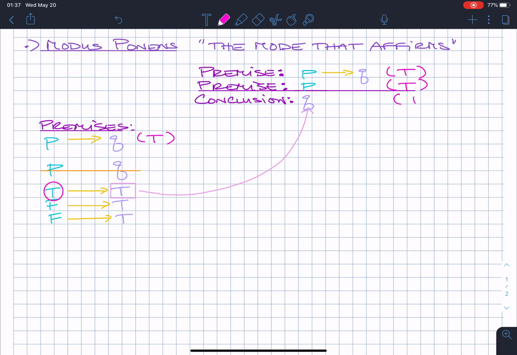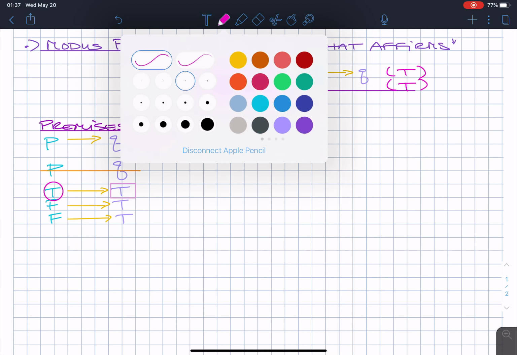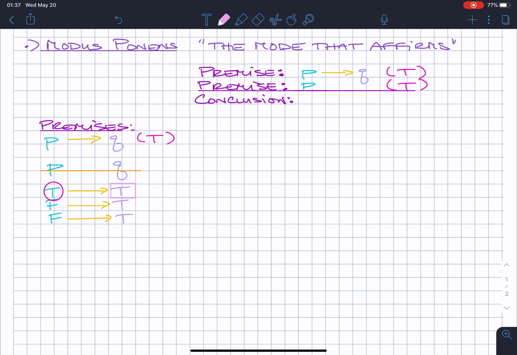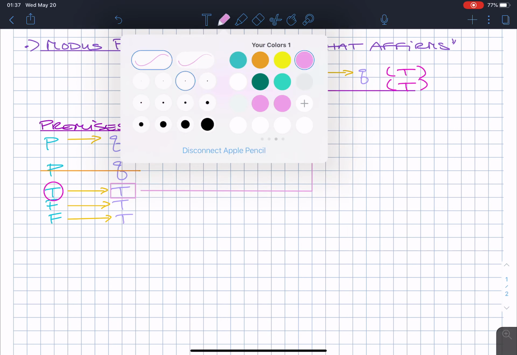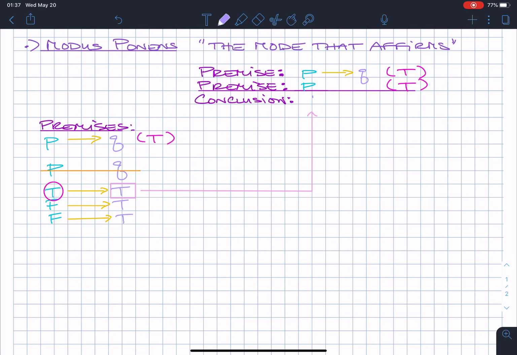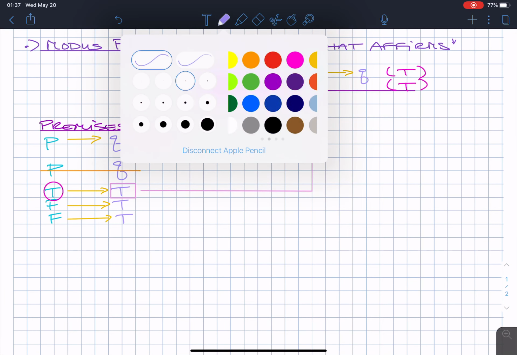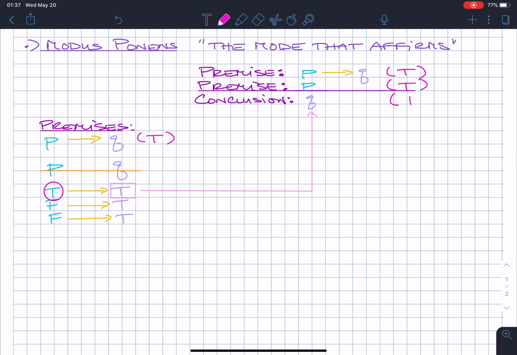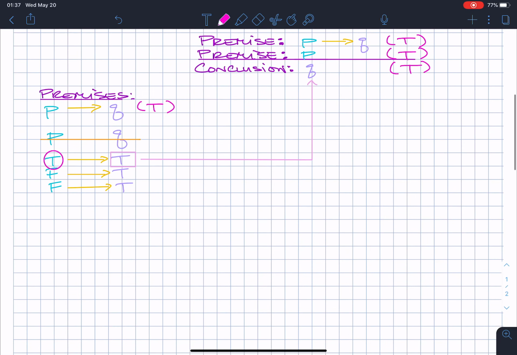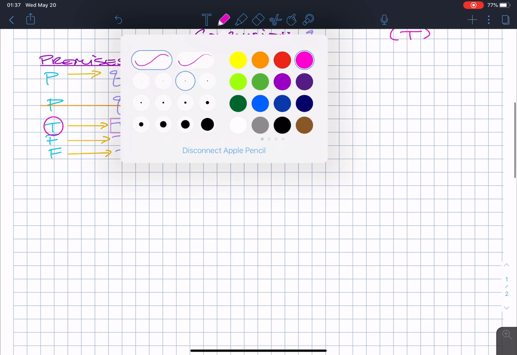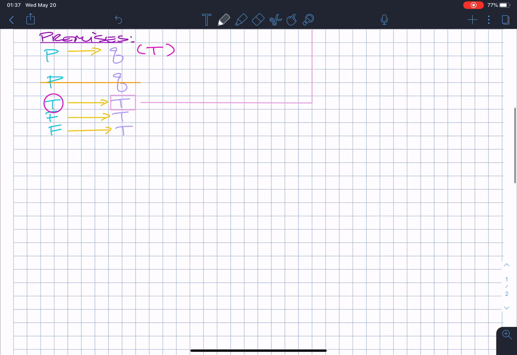Actually, I don't like the way I wrote that. Let me make that arrow a bit different, a little bit less dramatic. Something like so. So we have that Q is true. It's the only possibility. Now let's look at an example of this before I move on.